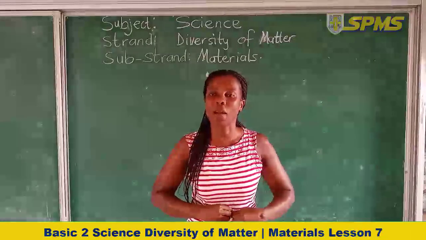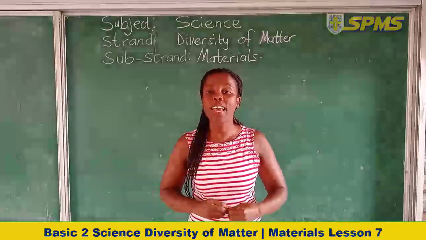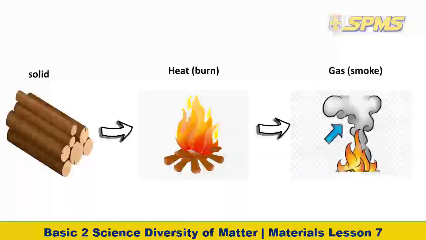Let us have another example. Can you see the wood over there? Yes, the wood is in its solid state. Okay, the arrow is pointing to the fire. That means the wood has been what? Put on fire, or they set fire on the wood. That means heat has been applied to the wood.